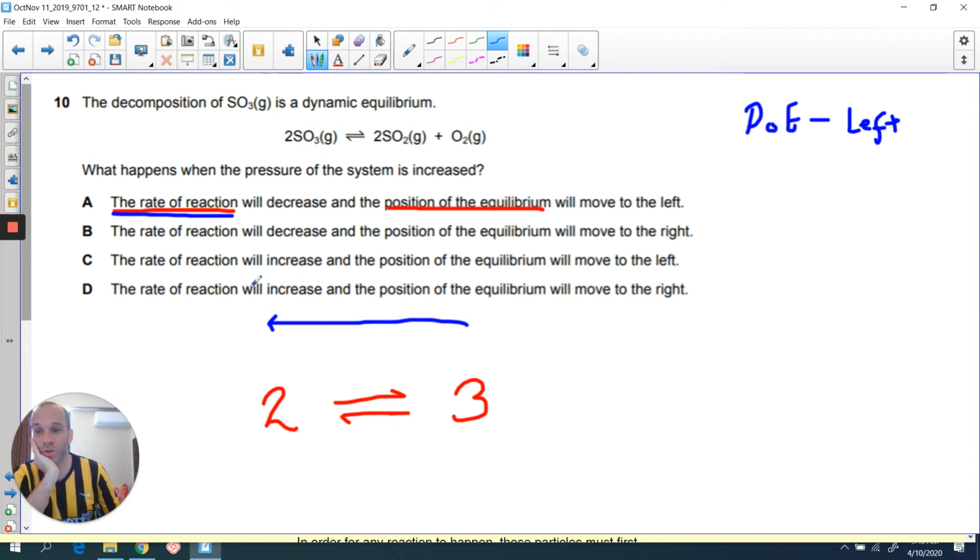Rate of reaction, we're talking about here the relationship between rate of reaction and pressure. So this is all about particles, and we're not concerned whether we're talking about forward or backward reaction. We're just talking about the rate of reaction. Now, the rate of reaction is going to increase when you increase the pressure, and that is because you're squeezing particles into a smaller space. Let me get an image up to try and help you.